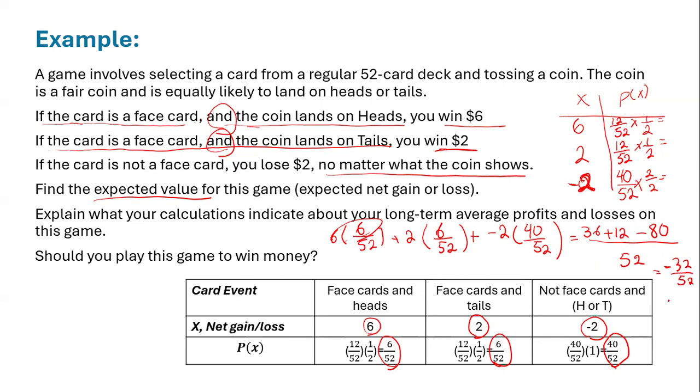And if you change it to decimal, it gives you negative 0.62. And you see that the expected value is a negative number. Okay, so the long-term average profit is negative. That means you have a long-term loss, not a profit. Okay, should you play this game to win money? I say no, because the expected value is negative. For every game that you play, you have a chance of losing $0.62.